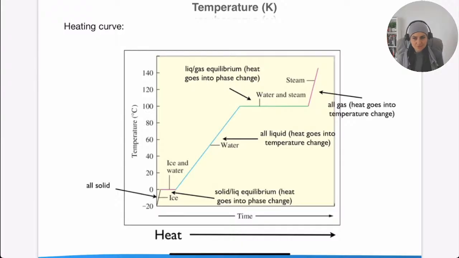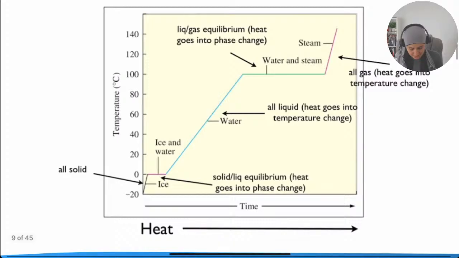So what is the heating curve? It shows how the temperature of the substance changes when you heat it, and also it shows the phase changes. So let's say we have a cube of ice, and we place it at negative 20 Celsius degrees. What is it? Well, it's a solid, right? Ice is solid at negative 20. Then we start heating it with the Bunsen burner.